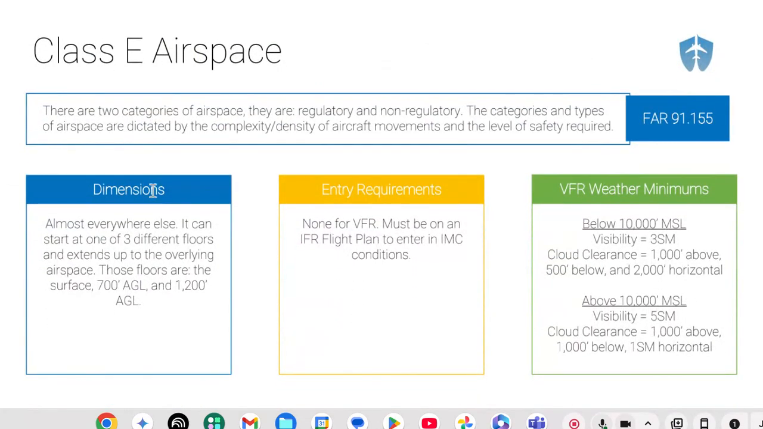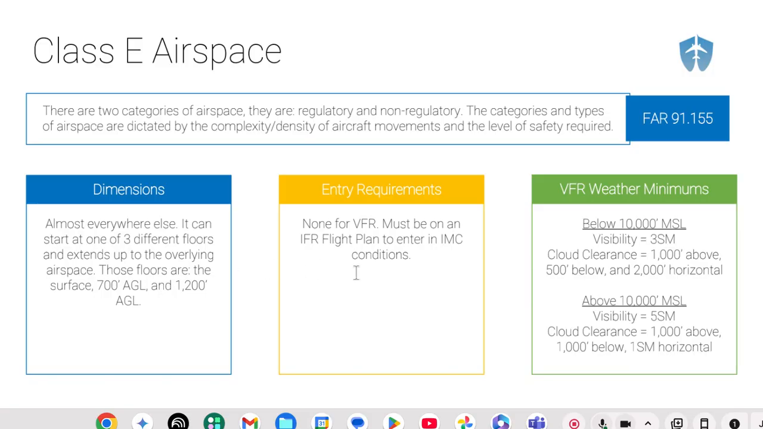Alright, Class Echo, or everywhere. It generally has 3 floors. Well, technically four floors, and I'll talk about why. It could either start at the surface, or at 700 feet AGL, or at 1200 feet AGL, and also technically above Class Alpha, so just above 60,000 feet, it would also be Class Echo airspace.